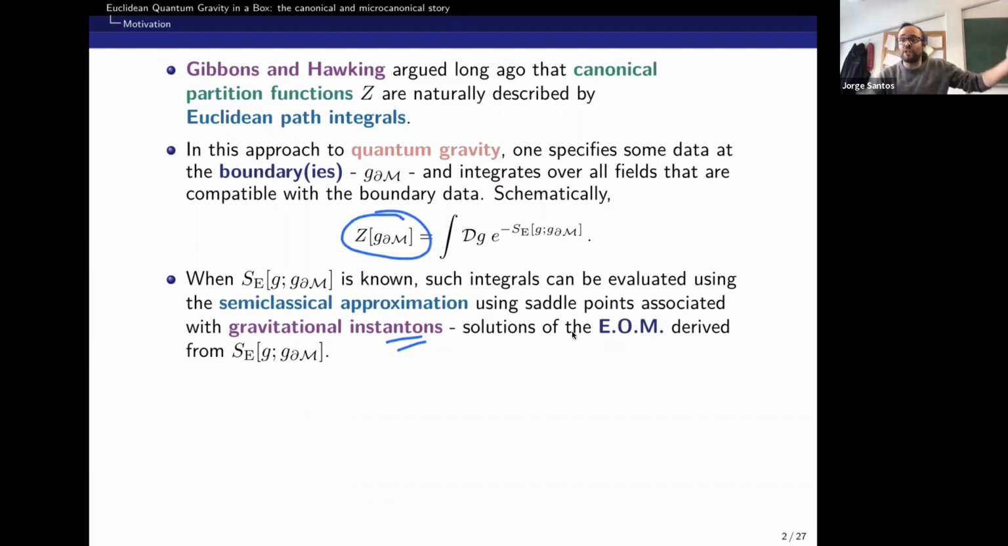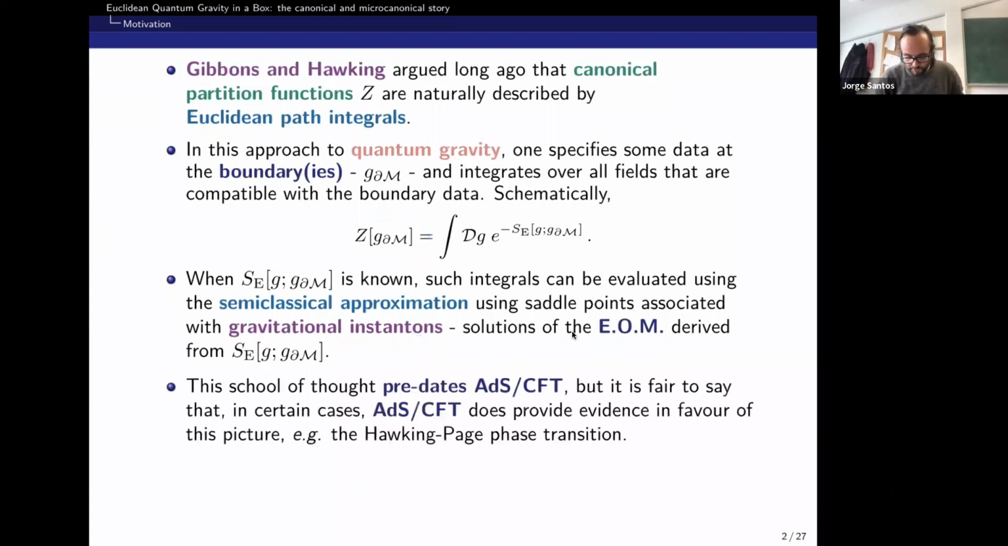And that's what we do for a living. In many cases, we solve the Einstein equation with some nice boundary conditions, some Euclidean problem that can be complicated, we put on a computer, and we go on with our lives. Now, this school of thought predates ADS-CFT. You know, it's kind of crazy if you think a little bit about it, because there's a certain sense where ADS-CFT gives some backbone to this story.